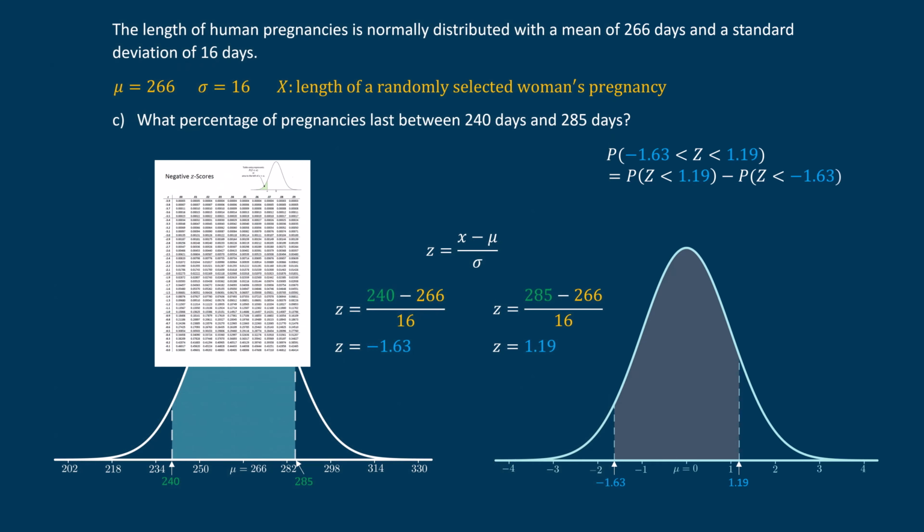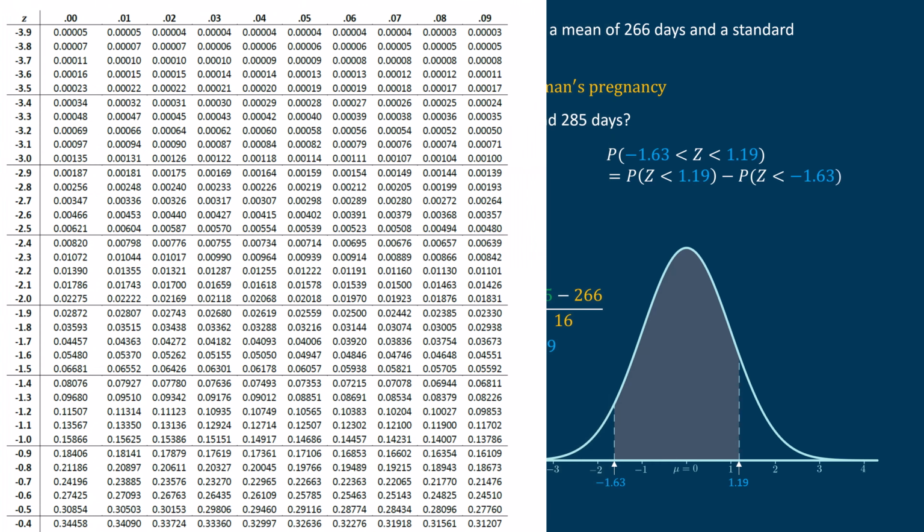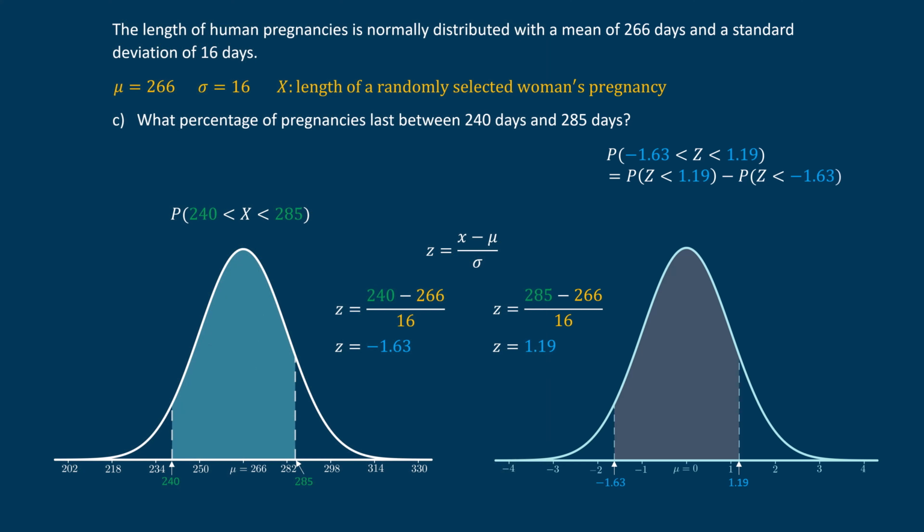Now let's use the negative section of the table and look for the row with the heading negative 1.6 and then the column with the heading 0.03. In this case, we get a probability of 0.05155, and this is the value we use for the second probability. Plugging these in, we get 0.88298 minus 0.05155, which gives 0.83143. So, the percentage of pregnancies that last between 240 and 285 days is about 83%.